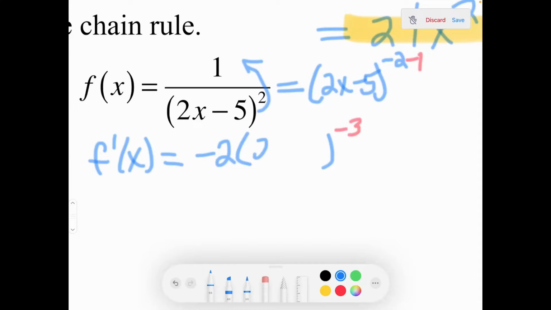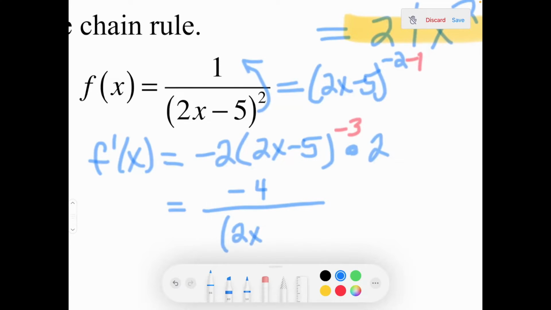We do not change the something. It stays the same. And then we multiply that by the derivative of whatever that something was. And the derivative of that was 2. And then we can multiply the negative 2 and the 2 together, and we get negative 4. And at the same time, we can move this negative 3 to the denominator to make it a positive 3. So we get 2x minus 5 raised to the 3rd power.